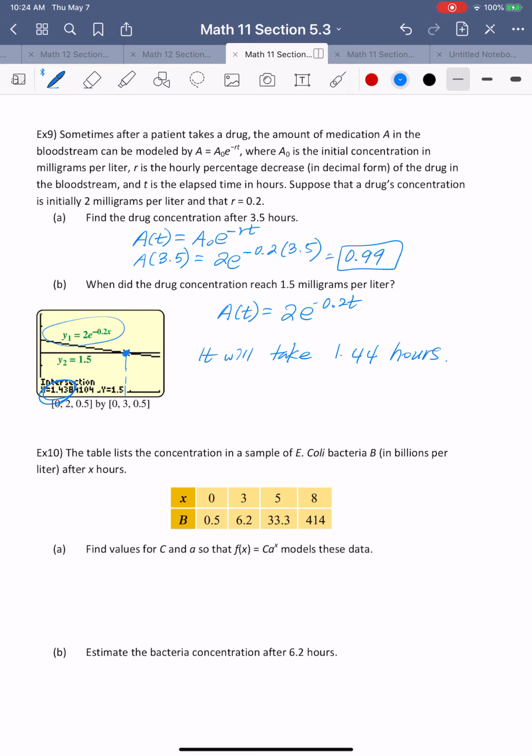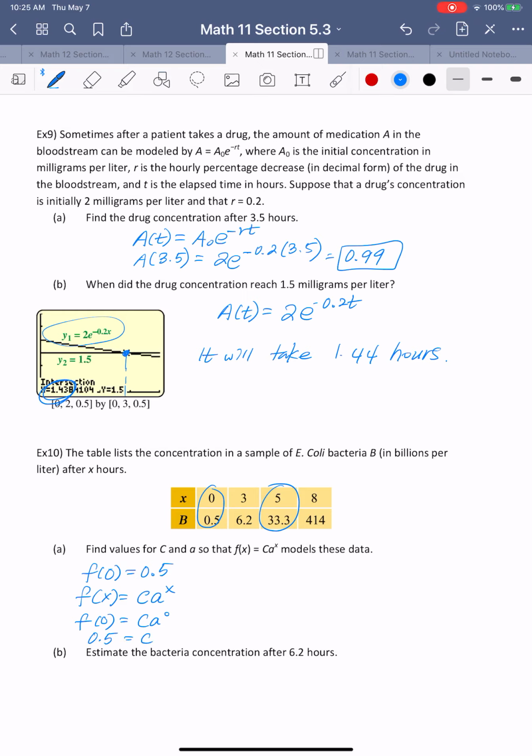And then number 10: the table lists the concentration of a sample of E. coli bacteria B in billions per liter after t hours. Find the values for c and a in the model f(x) = ca^x of this data. So I'm using these two ordered pairs, or you can use either one, but I like to use x equal to 0. So f(0) is 0.5, right? And then f(x) is c times a to the x, so f(0) is going to be c times a to the 0.